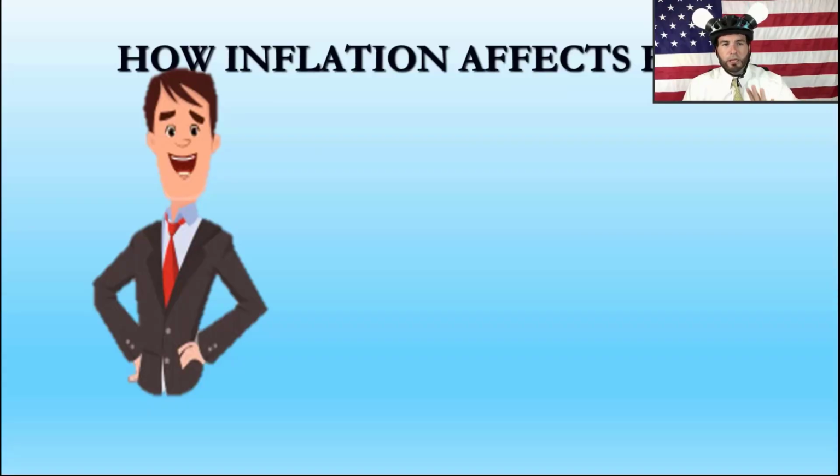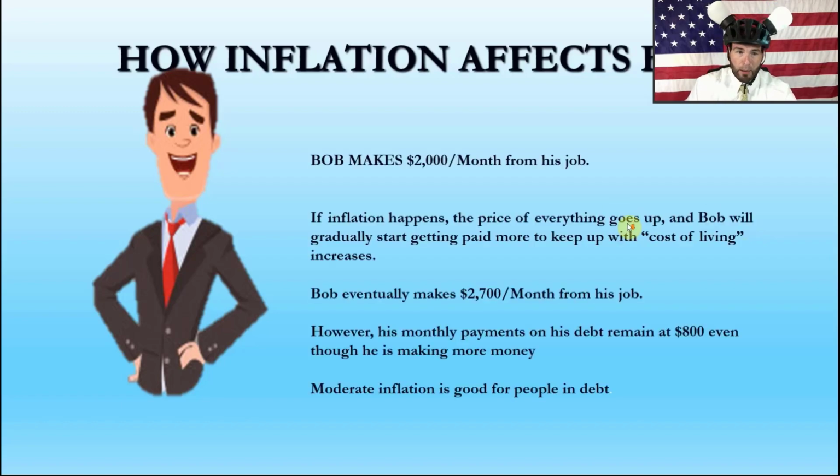So let's get back to Bob here. All right, let me get back to Bob, and let's talk about some of Bob's finances. Now, you guys stay with me because this ends up being a very important story in U.S. history. All right. So Bob, we'll say Bob makes $2,000 per month at his job. All right, he makes $2,000 per month.